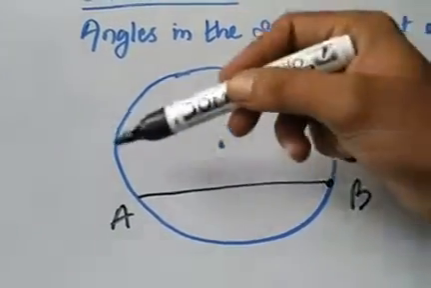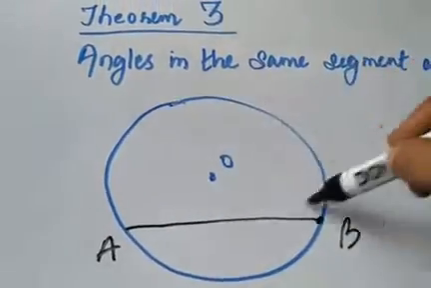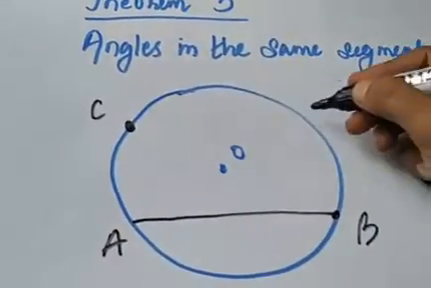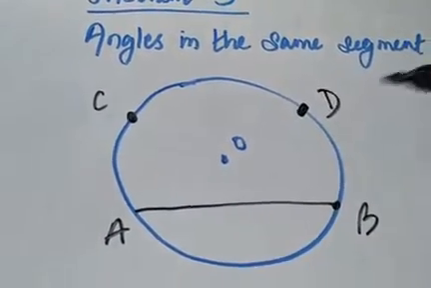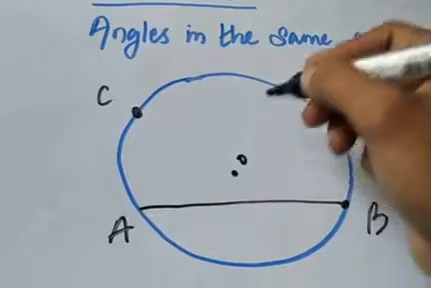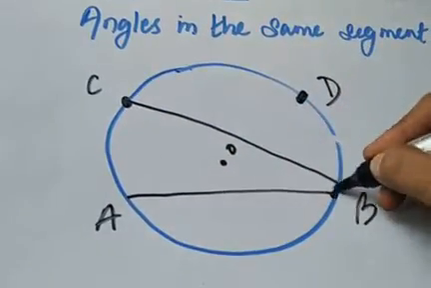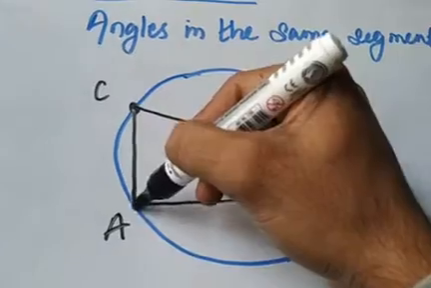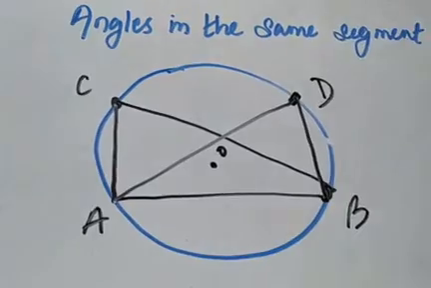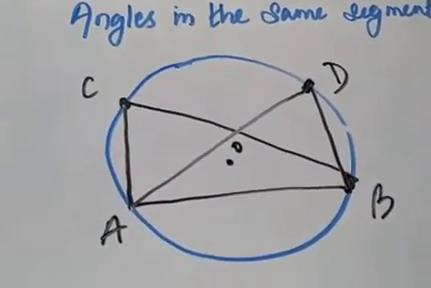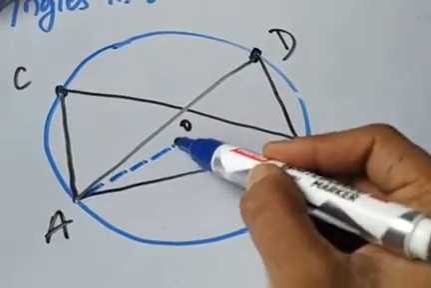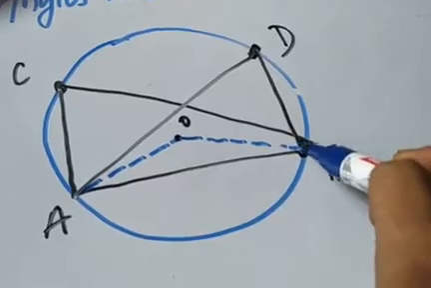So if any angle is formed on the upper part, all those angles are equal to each other. That's what the theorem is all about. So let's mark other points. Let's say this is C, and another point is D. We'll join this with B, and we'll join this with A. That's our construction. We'll join this with D. I'll also join O with A, and O with B.